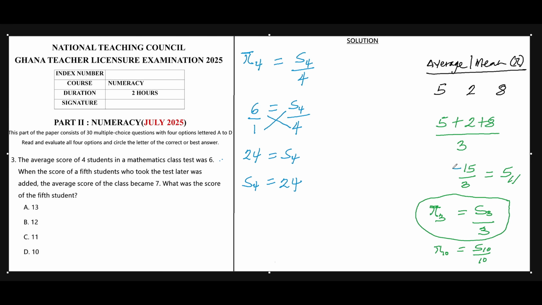So in this particular case, sum of 3 is 15. Here, sum of 4 is 24, meaning that when we add the individual scores of the 4 students, we are going to get a total score of 24. So that is for the first instance.